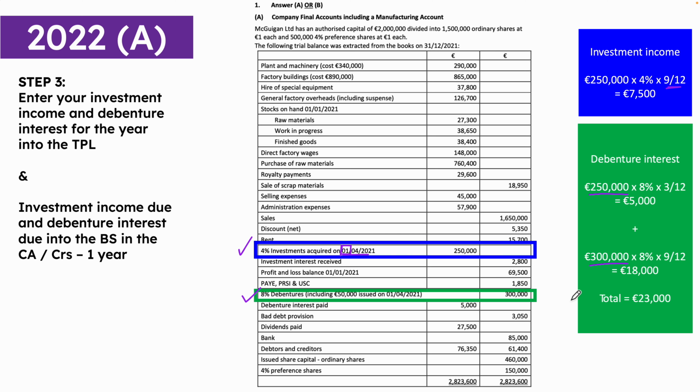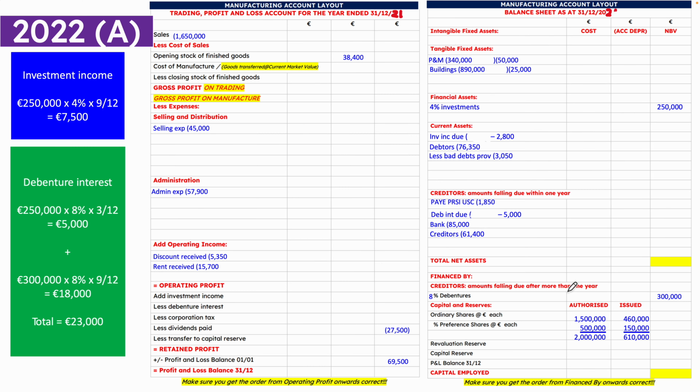Okay, so the 7,500 is going to go into the investment income here for the year, and we're also going to put it up into the investment income due. So we are due to get 7,500 for the year, but we've only received 2,800. So we're definitely going to have some due there at the end of the year. The debentures, 23,000, will go at the bottom of the TPL. And then the debenture interest due, we'll have 23,000 for the whole year, minus 5, that would be the debenture interest due at the end of the year.